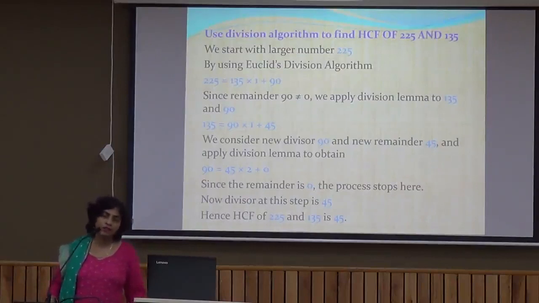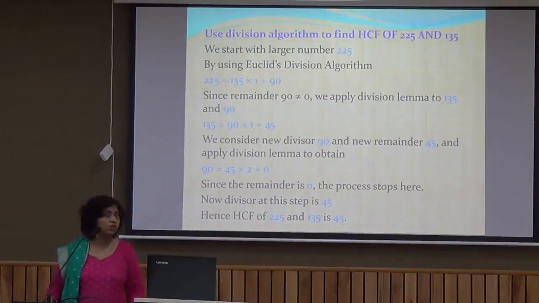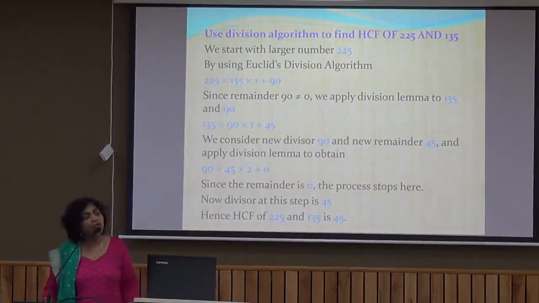We divide 135 by 90 to get 135 as 90 into 1 plus 45. So our divisor is 90 and 135 is the dividend. Now again 45 is the remainder. So the remainder is again not 0. We will have to apply the lemma one more time. So we get 90 as 45 into 2 plus 0.